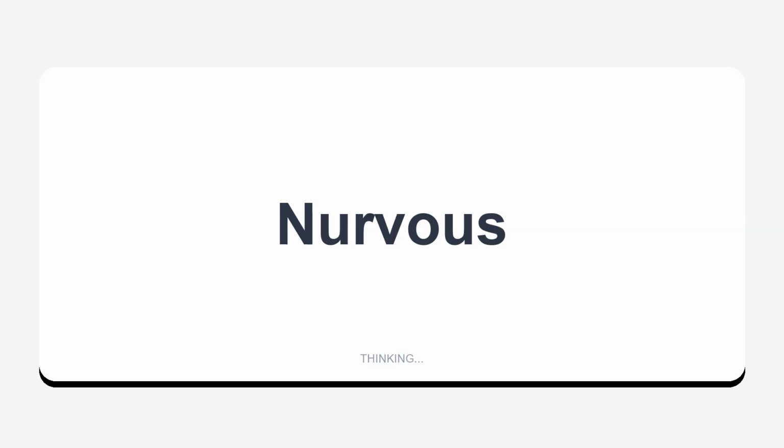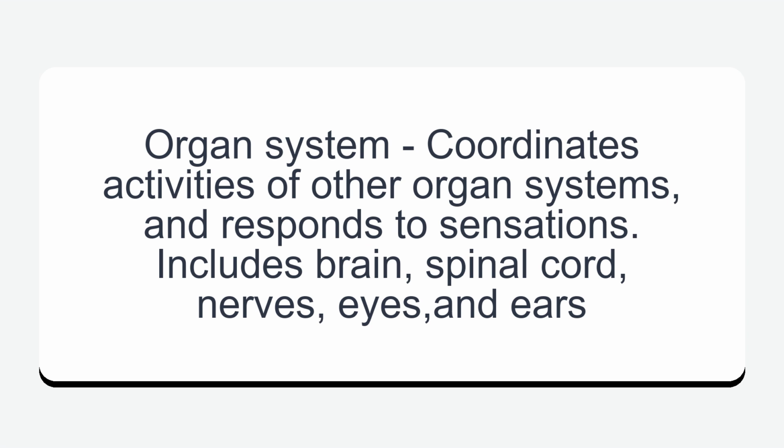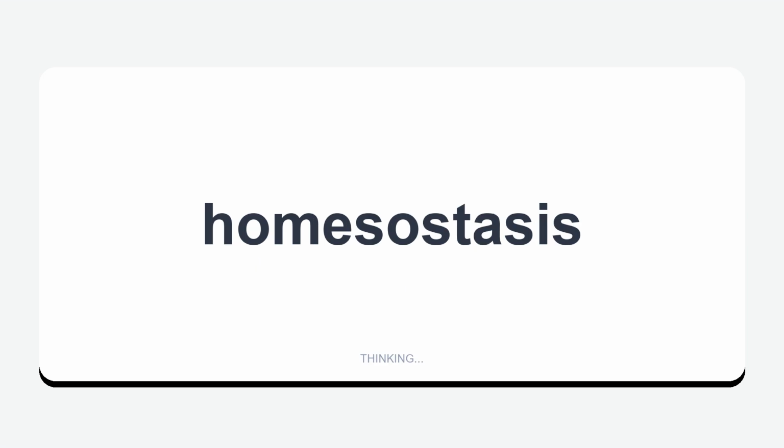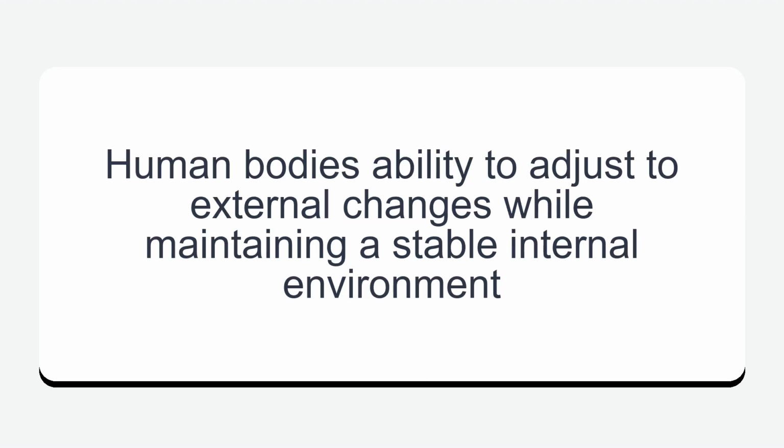Nervous. Organ system, coordinates activities of other organ systems, and responds to sensations. Includes brain, spinal cord, nerves, eyes, and ears. Homeostasis. Human body's ability to adjust to external changes while maintaining a stable internal environment.